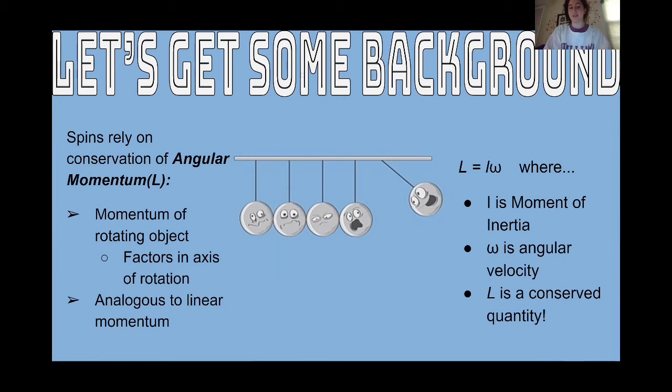Okay, now we're going to get into the main principle behind spins, which is the conservation of angular momentum, or L. It's analogous to linear momentum in that it's just the momentum of an object and also has a principle of conservation, but it takes it another step where it factors in the axis of rotation. So the equation is L, or angular momentum, equals the moment of inertia times angular velocity, which is, again, the lowercase omega. And you really just need to make sure that you know that L is a conserved quantity.